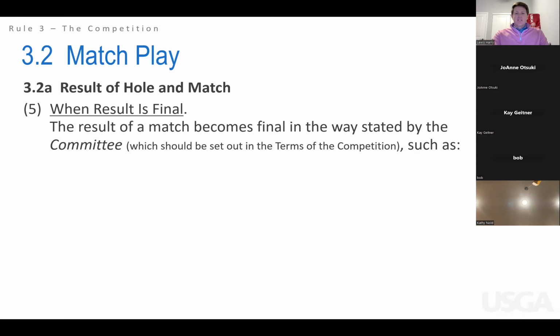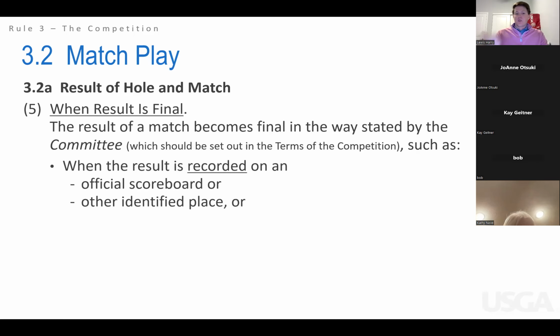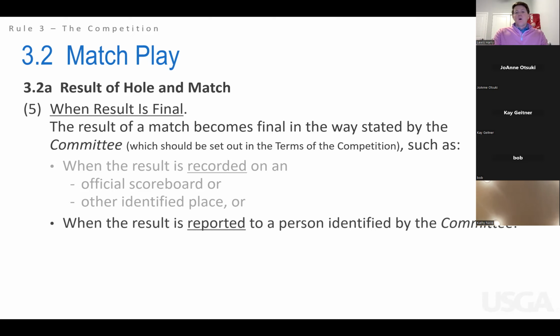The result is final. This might be a little bit different depending on the way your committee or your league or your terms of the competition lay this out. But typically a match becomes final when it's either recorded on a scoreboard or on a TV or somewhere else, or when it's reported by someone as part of the committee. We have this as part of our CGA match play, that when a match is final, that result has been reported to someone on the committee.